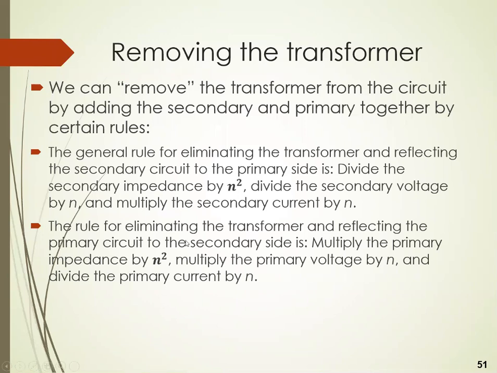And very similarly, we can do the same thing on the other side. The rule for eliminating the transformer and reflecting the primary circuit onto the secondary side is to multiply the primary impedance by the turns ratio squared, multiply the primary voltage by the turns ratio, and divide the primary current by the turns ratio. Okay, at this point, this doesn't mean a lot, but this is our guidance for how we're going to apply this technique.